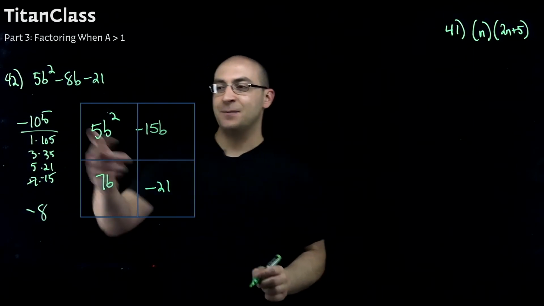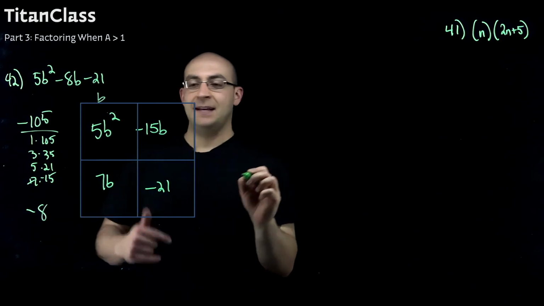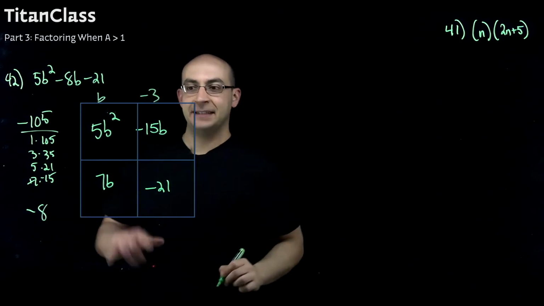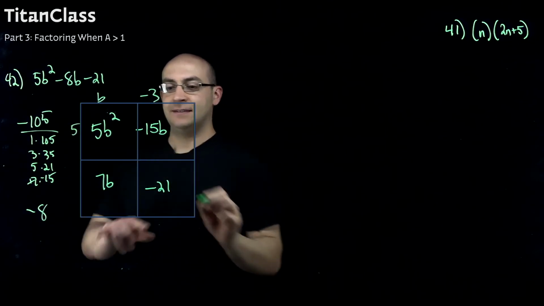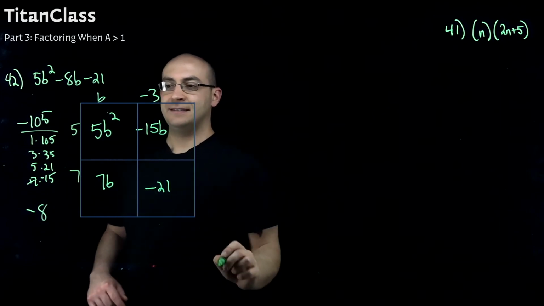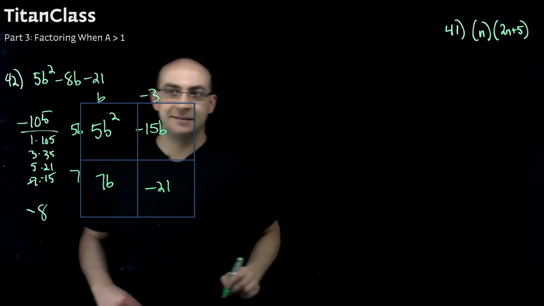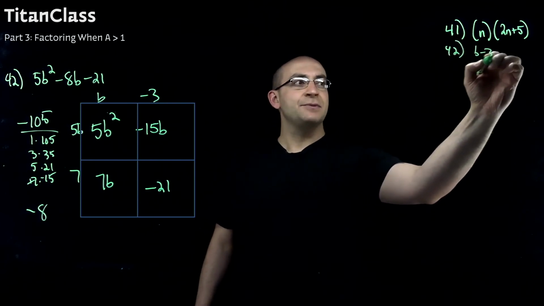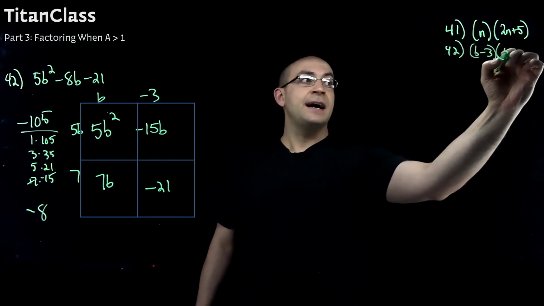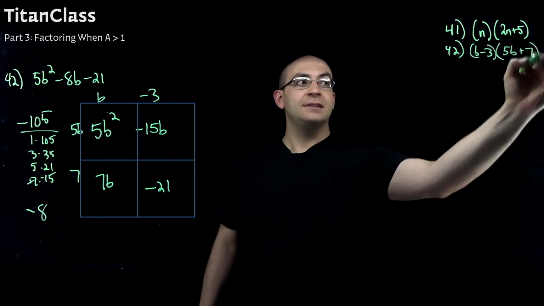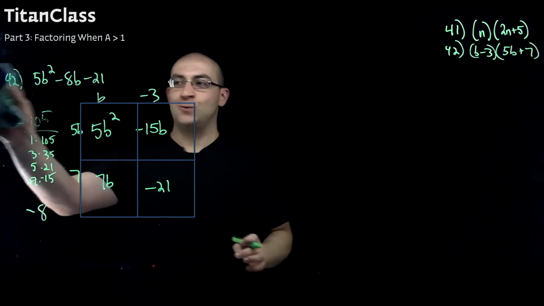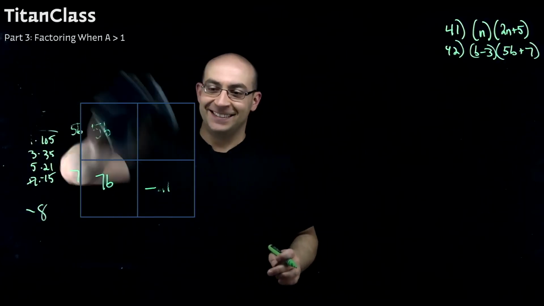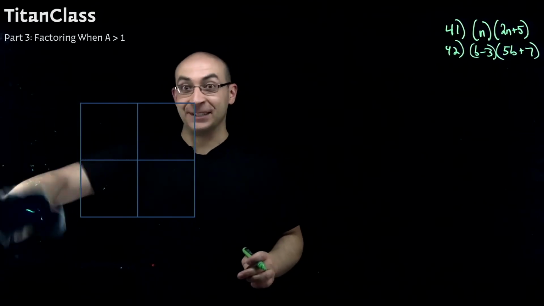Let's go. B. Negative 3. 5. 7. 5b. 42. B minus 3 and 5b plus 7. The picking and the choosing makes it really hard.